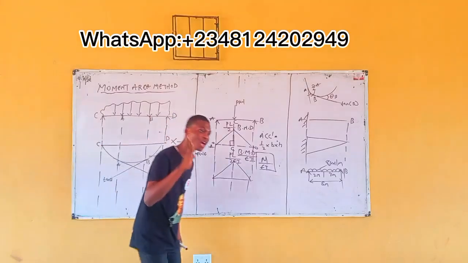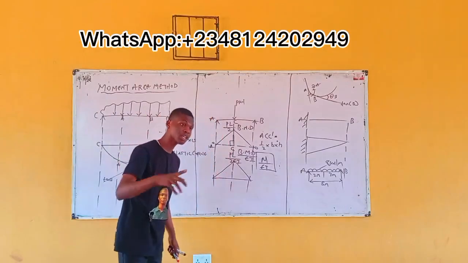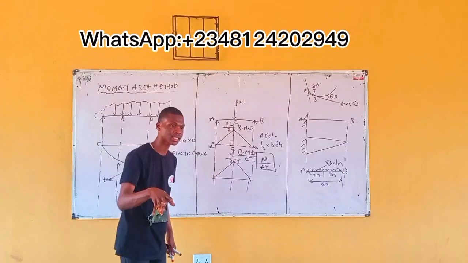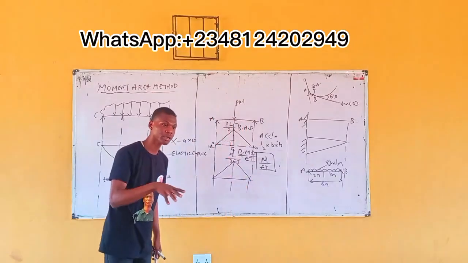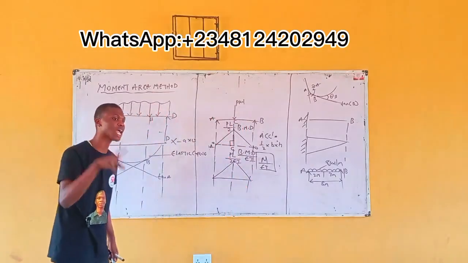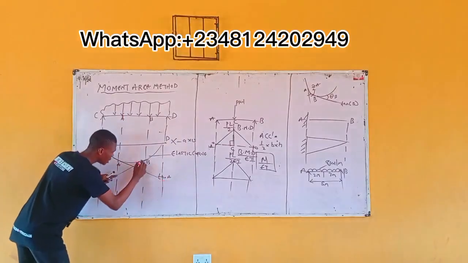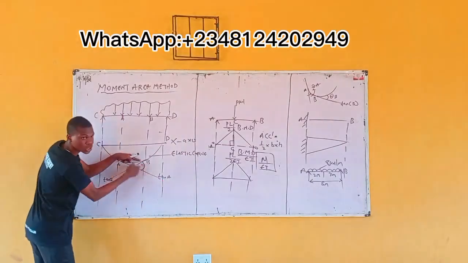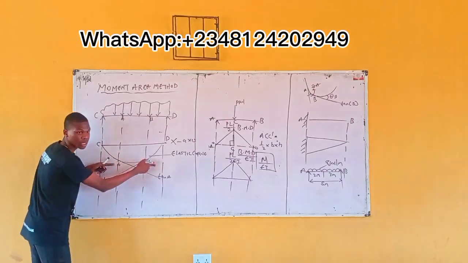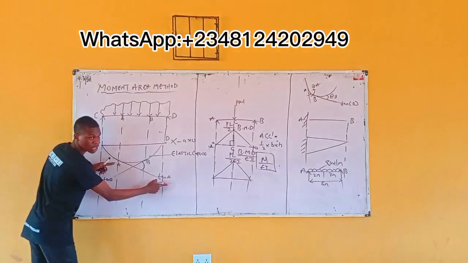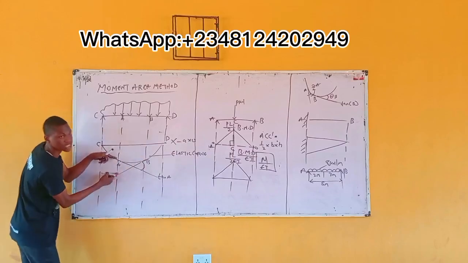Now go back to that theorem. The theorem states that the angle measured in radian between the tangent of any 2 points on the elastic curve of a beam is equal to the area under the M by EI diagram. Meaning this is tangent for B, this is tangent for A. Meaning you have an angle, the angle between the tangent of any 2 points. The any 2 points in this case is A and B. This is tangent of B, this is tangent of A. Meaning between point B and A, you have an angle.